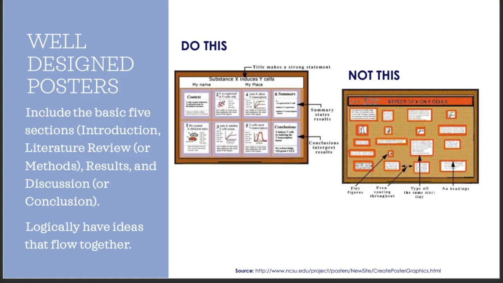The last criteria that I have for a well-designed poster session is that you need to include the 5 basic sections. So in this section, the title needs to make a strong statement, and then you need the introduction, the literature review or methods, results, and or discussion/conclusion. So on this one, you can see for the do this section, it clearly has the title, it clearly has the summary that states results, and then the conclusions interpret the results.